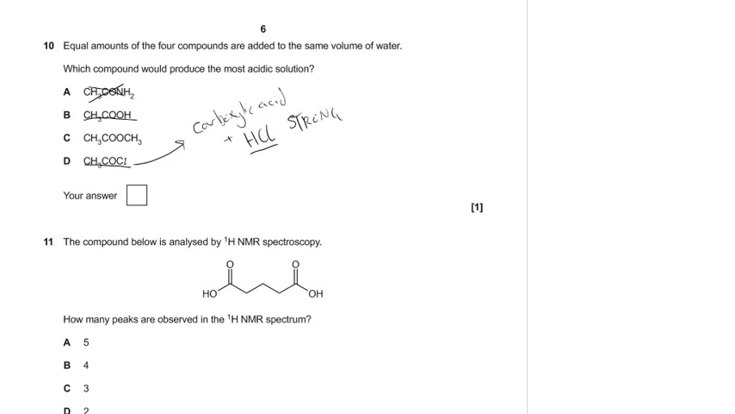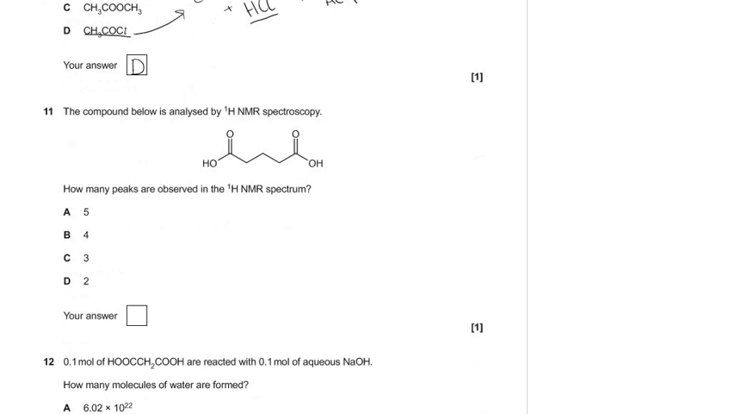Very strong. So as that is a strong acid being produced, that would be at a much lower pH than the carboxylic acid given in B. So our answer here is D, the acyl chloride. So remember, acyl chlorides break down to give hydrochloric acid and carboxylic acid when they are added to water.